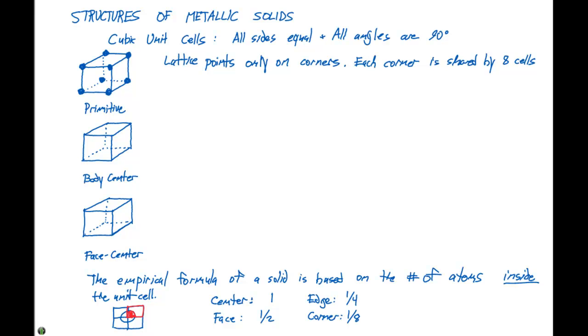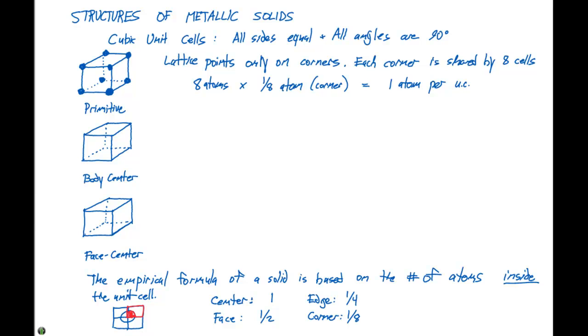So if we go back to our primitive cubic cell here, we have 8 atoms, and all 8 of those atoms are on a corner. So this atom down here is going to be shared by 8 different unit cells. So only 1/8 of the atom, since it's on a corner, is going to be in the unit cell. So if we do 8 times 1/8, there's going to be 1 atom per unit cell. Okay, so that's our primitive cubic.